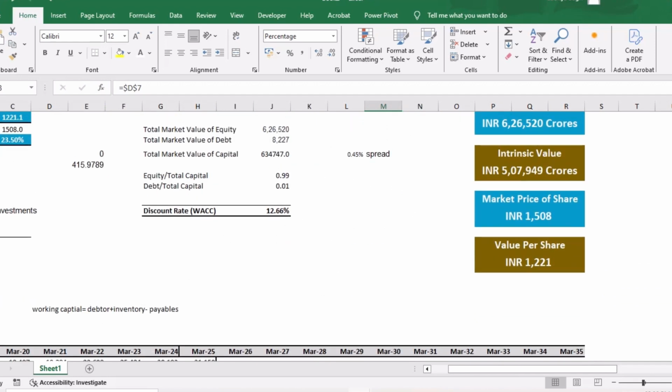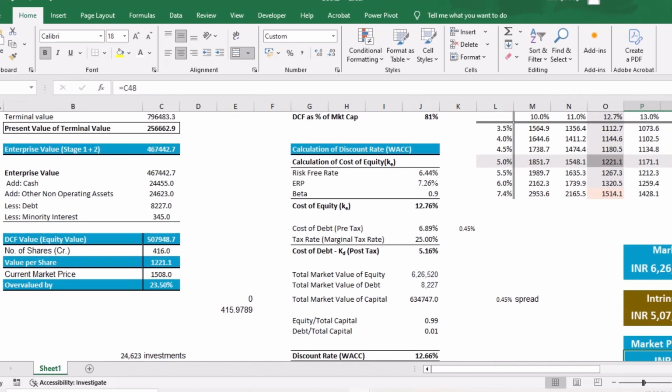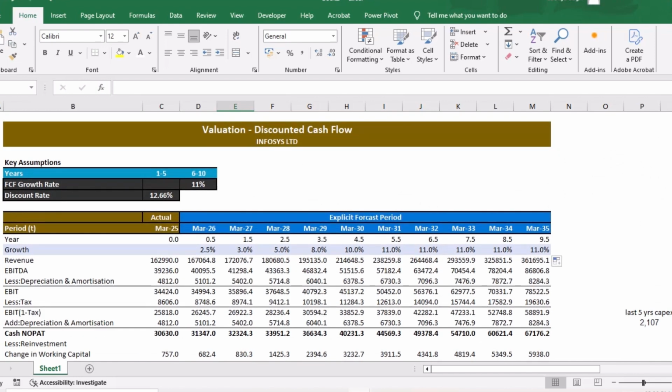So that's all in DCF. We have arrived at the value of 1221 rupees and the current market price is 1508 rupees, which is around 23% overvalued. This is just for learning purposes. So don't take it as the actual value, because it is very much dependent upon your personal perspective. I will show you how the value will change basis your projections, basis your analysis or understanding of the company.